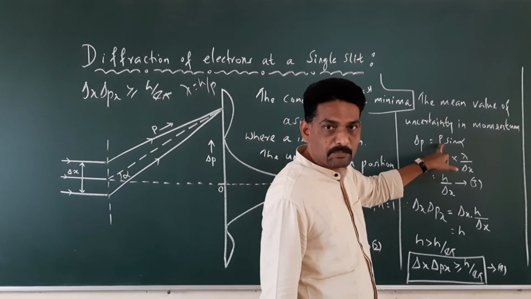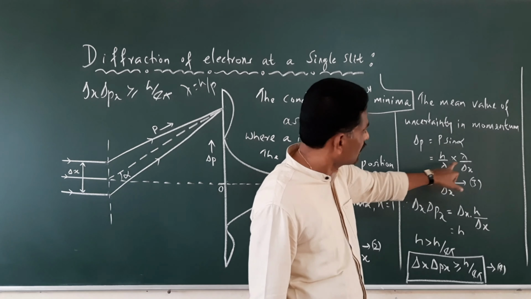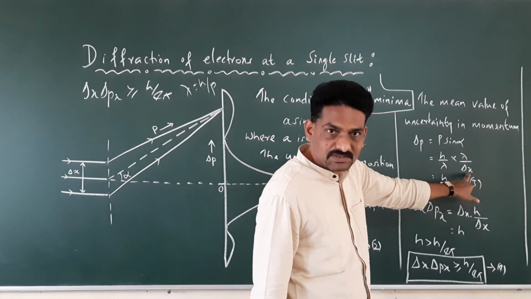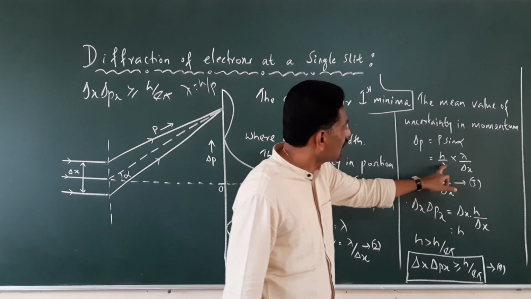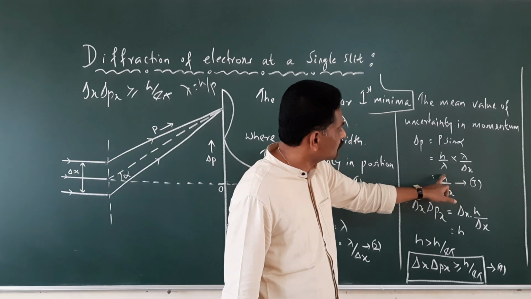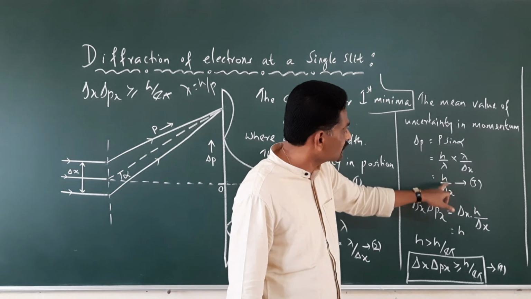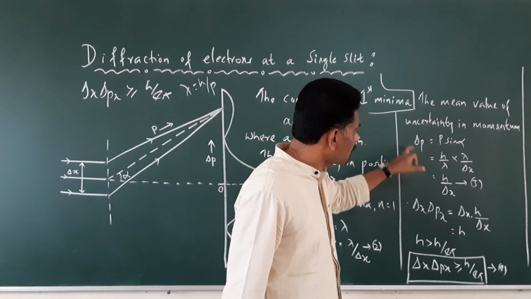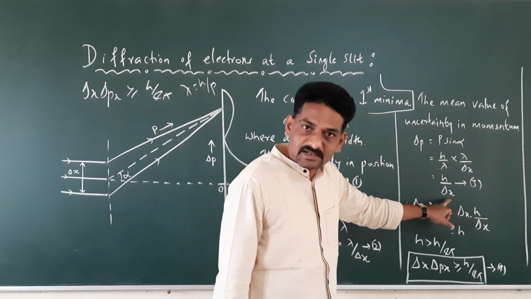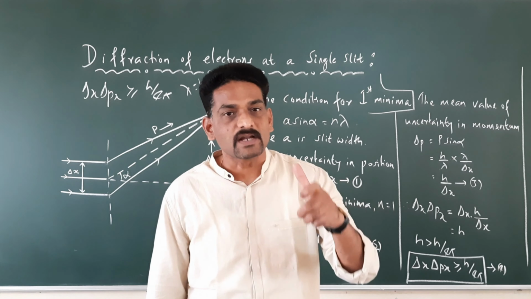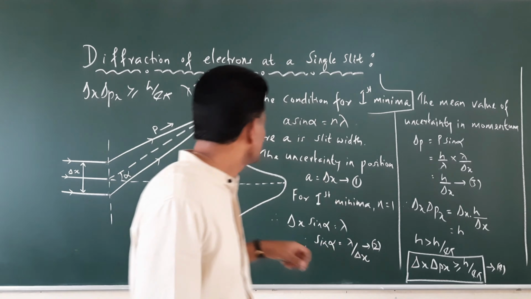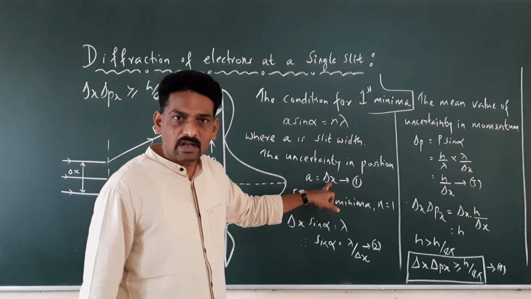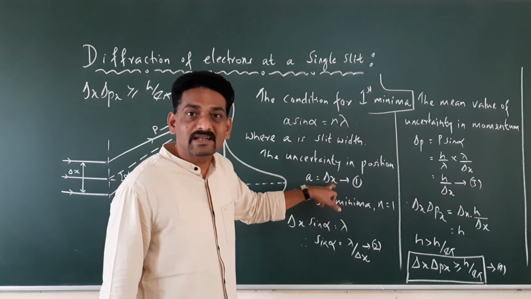If you substitute p equals h by lambda into lambda by delta x, what do we get? Lambda gets cancelled. We get h divided by delta x. What is h by delta x? This is the value of delta p. So delta p equals h divided by delta x. Now we have the value of delta p, and we know the value of delta x. That is, a is taken as delta x.